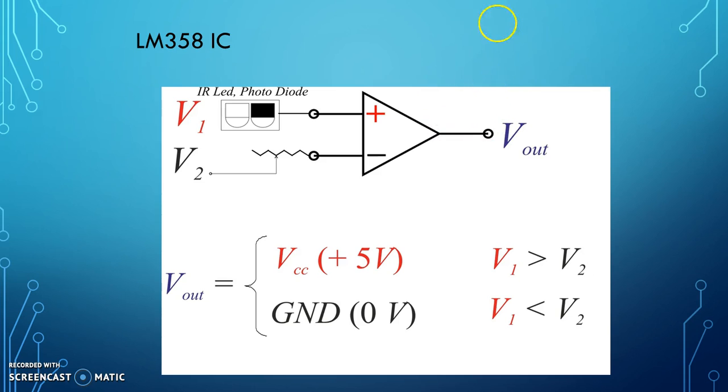There are two inputs V1 and V2, and when V1 is greater than V2 it will give output as VCC that is plus 5 volt, and when V1 is less than V2 it will give the output as 0 volt.